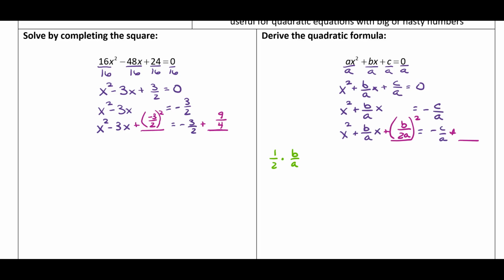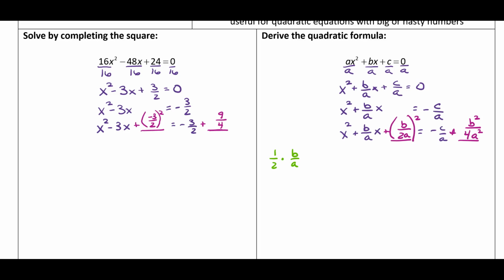So b squared is just b squared. 2 squared is 4, and a squared is a squared. Okay, so all I did was give this square to the b, to the 2, and to the a. So that's all that's happening in that problem when I'm multiplying things out. So now I have perfect squares on each side.